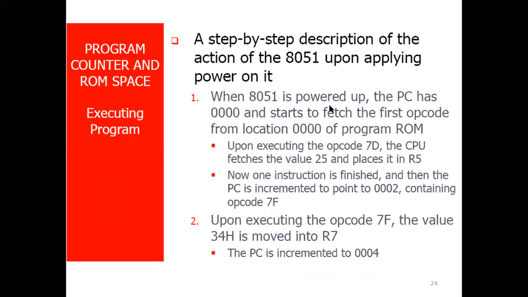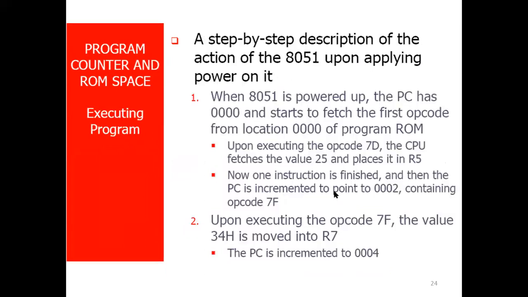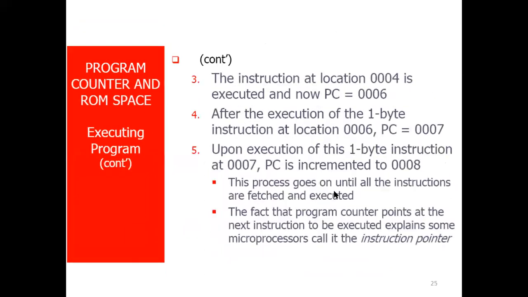Now, how is your program executed? Firstly 7D will be read, then 25, then 7F, then 34. According to these opcodes and data, the operation will be done. In the end, the program counter is at 0008, where your program ends. The program counter points to the next instruction to be executed, which is why it is also known as the instruction pointer.